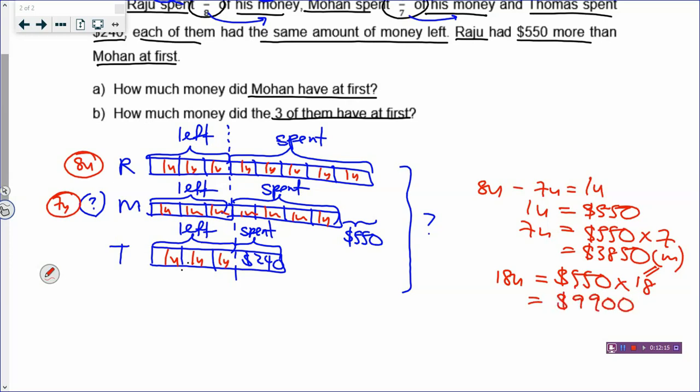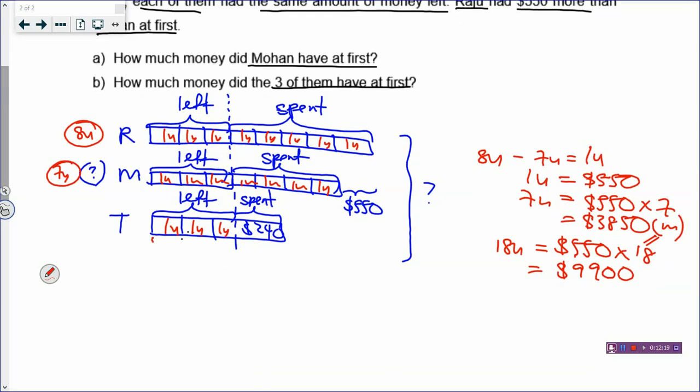So 550 times 18, you get $9,900. And don't forget to add $240 to find Thomas's money. So $9,900 plus $240, and that will give you the total. And your answer will be $10,140, which is their total money at first, right?